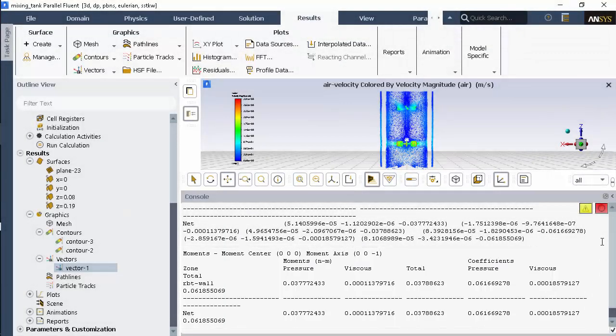This concludes this demonstration showing you how to solve a multiphase mixing problem using ANSYS Fluent.